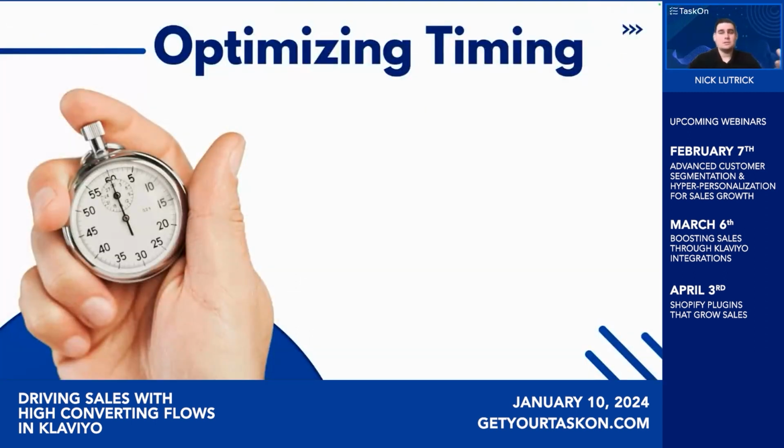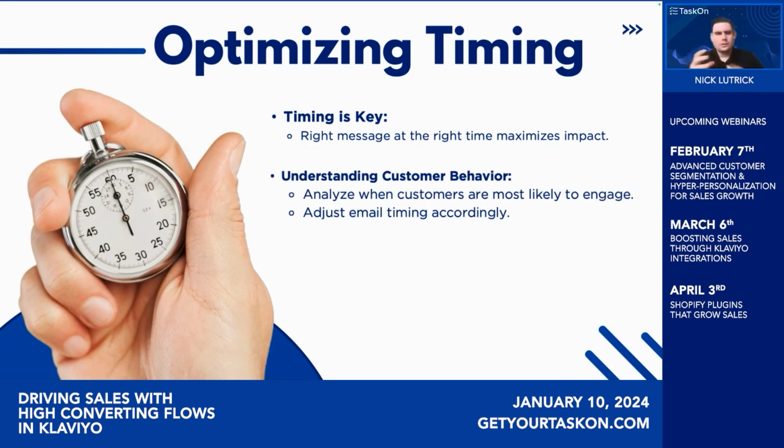Again, timing is key whenever it comes to all of this. Ensuring that you get the right message at the right time is really what's going to maximize the impact of all of this work. So, before you even get started, you should probably spend a little bit of time understanding your customer behavior, looking at analytics to see when they are most likely to engage. If you've been running flows already, you can assess the previous performance of those to see if anything needs to be optimized, because then you can adjust your email timing accordingly based on the customer behavior.